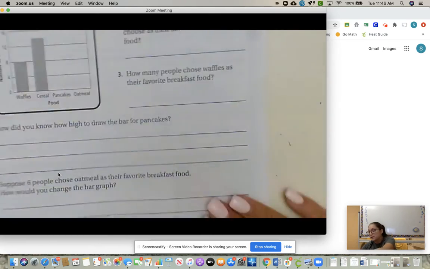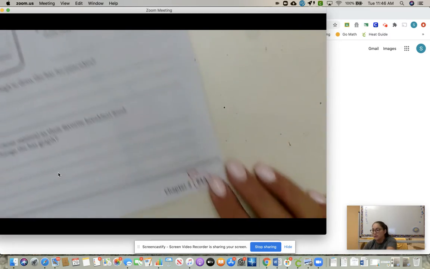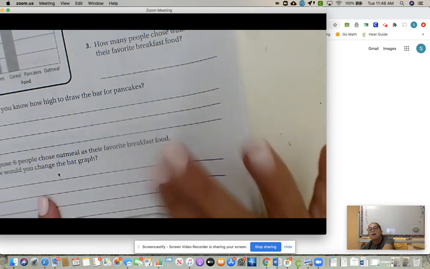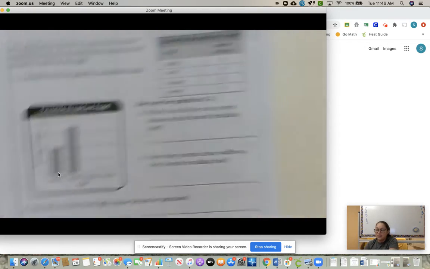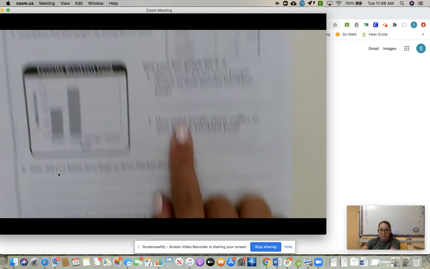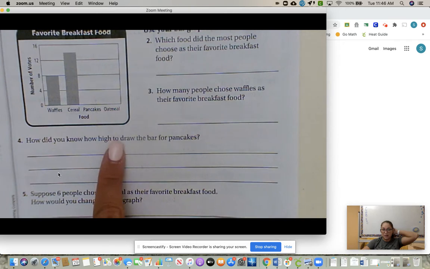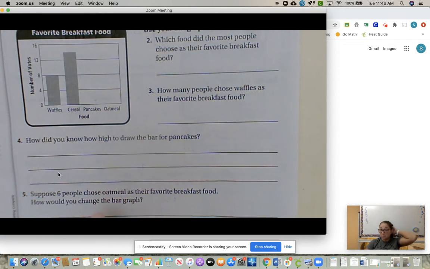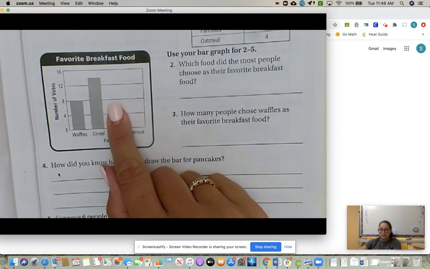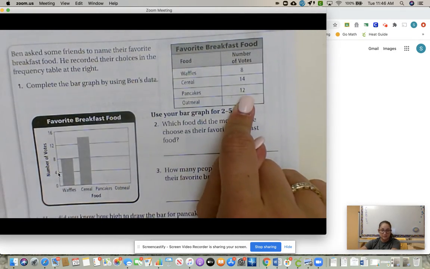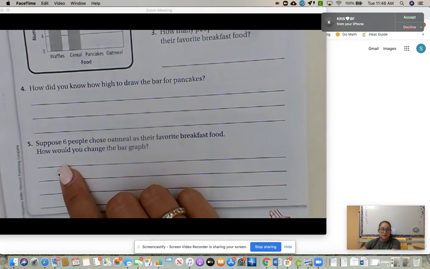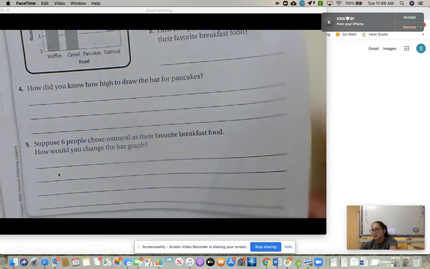Then we moved on to homework. Your homework is 84A, all of them. 84B, all of them. And you need to fill in the bar graph, answer the questions. Number 4 says, how did you know how high to draw the bar for pancakes? Literally write out, how did you find the number for pancakes? And just a reminder, this is a frequency table. It's called a frequency table. All right, and then we've done a problem like this before, and then you are going to do the back.